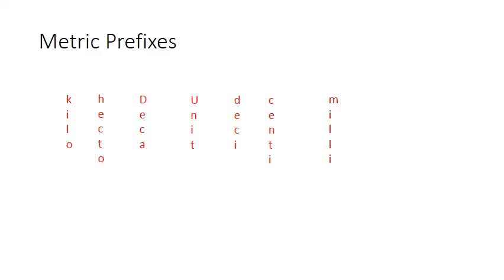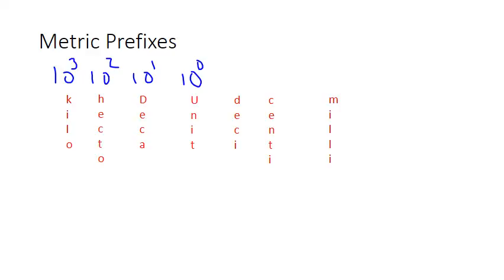Kilo is the largest, and it is equivalent to 10 to the third of our base unit. Hecto comes next. We decrease our power of 10 by 1, so that's 10 to the second of our base unit. Deca is 10 to the 1 of our base unit. And our base unit actually doesn't have a prefix. It stands in our number line for 10 to the 0 place, or 1.